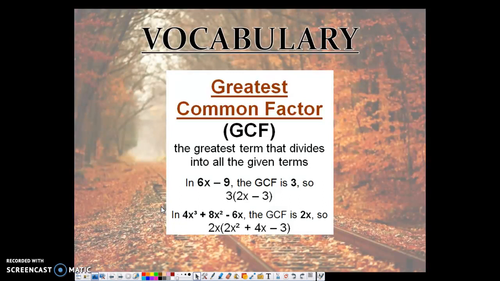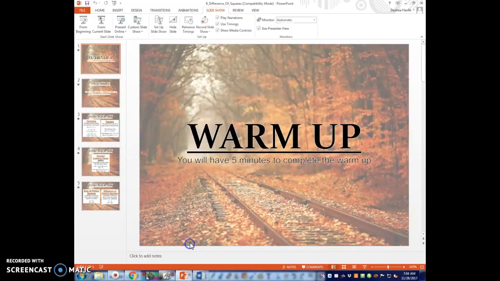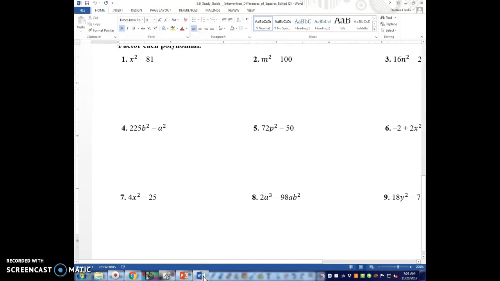Greatest common factor is the biggest thing they have in common. Sum of perfect squares, you're adding them. Difference of perfect squares, you're subtracting them. This is what we're looking at today. So I'm going to do a few examples with you. This is a fairly easy concept.